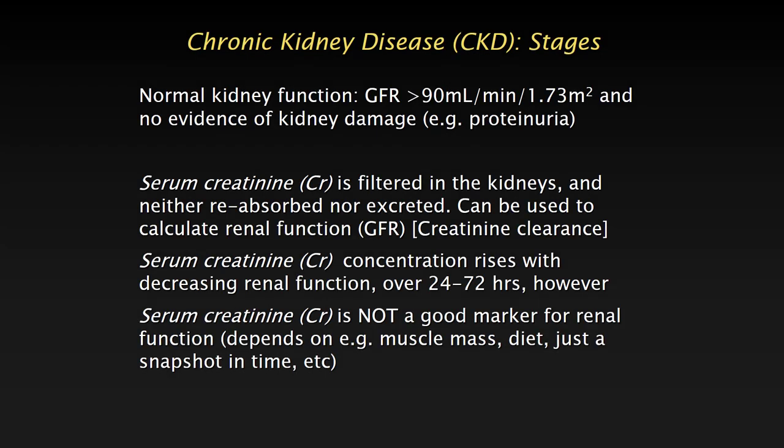let's go and discuss a little bit what chronic kidney disease means, how it's defined. And so you know, typically a normal kidney function is defined as a glomerular filtration of more than 90 and having no other lab values of abnormal kidney function, such as proteinuria. And serum creatinine is the parameter that is most often used to measure renal function or kidney function. It's filtered by the kidneys, neither reabsorbed nor excreted, and can be used to calculate the renal function, the GFR, which you can measure directly, which is very complicated, but you can also calculate it.